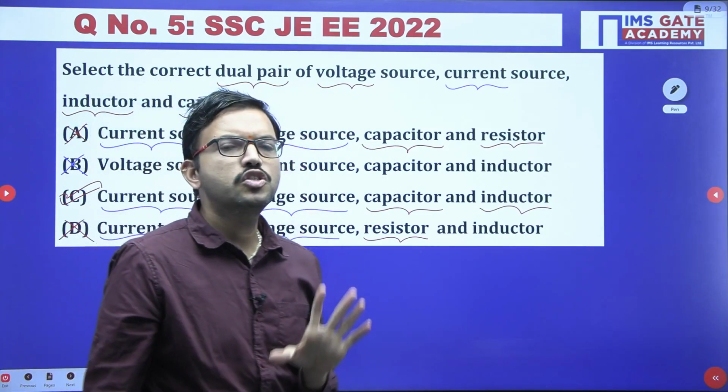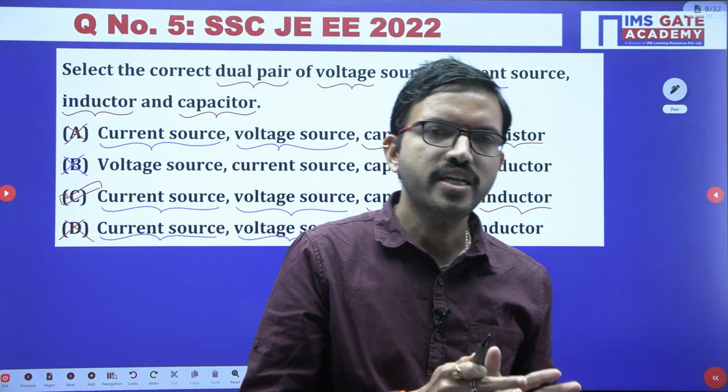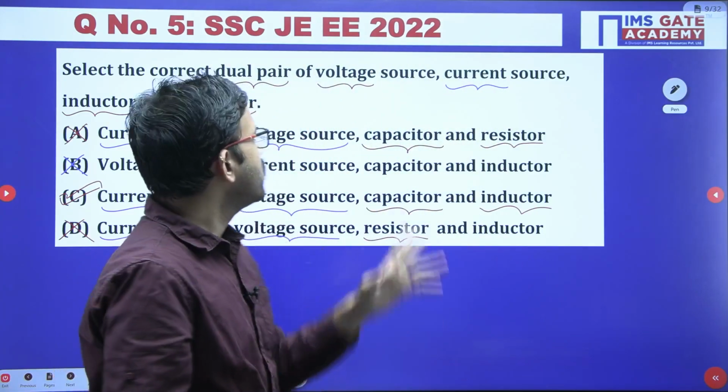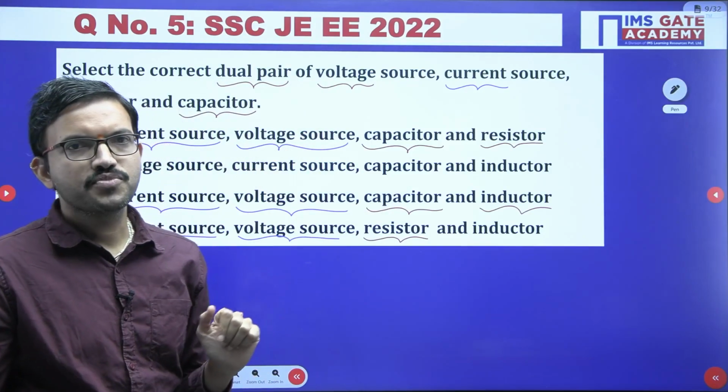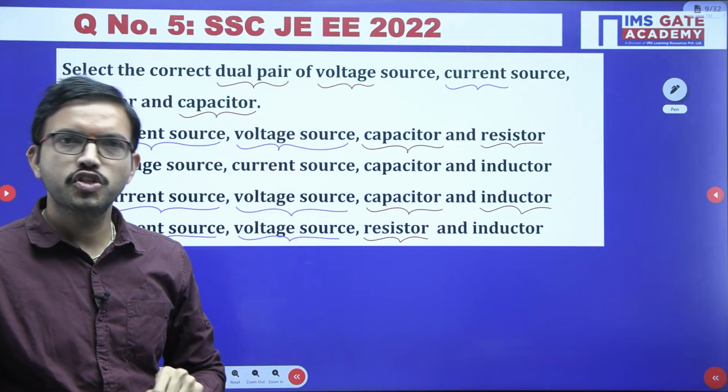In general, you are having 2 basic electrical quantities, right? One is voltage, another one is current, right? So voltage and current are dual to each other. Okay, similarly inductor and capacitor dual to each other.